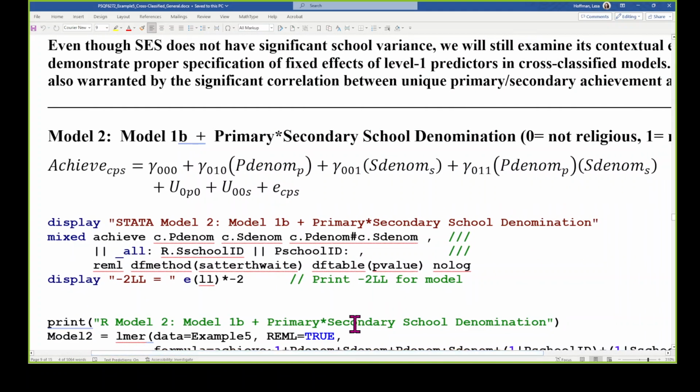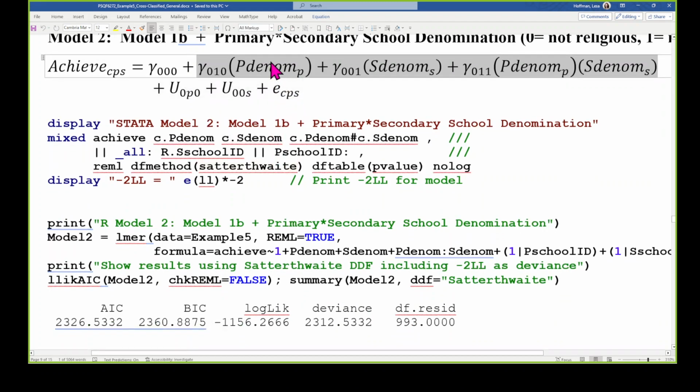Then we get to the predictors. So I've added 3 fixed effects in one fell swoop. I've got whether the primary school was denominational, which I think means religious, whether the secondary school was, and then the interaction of the two.